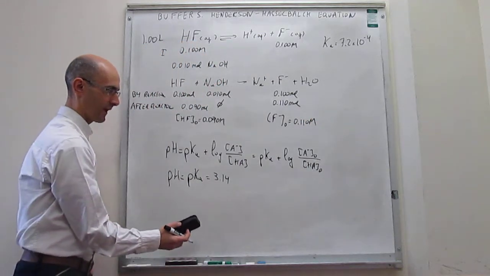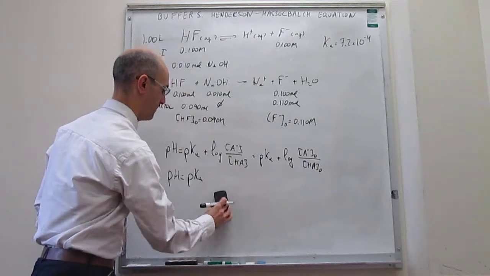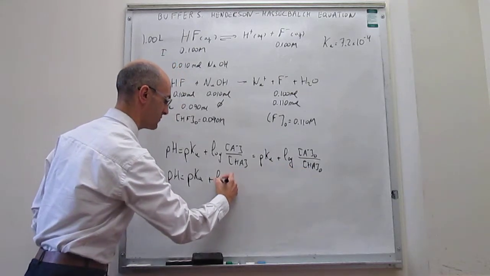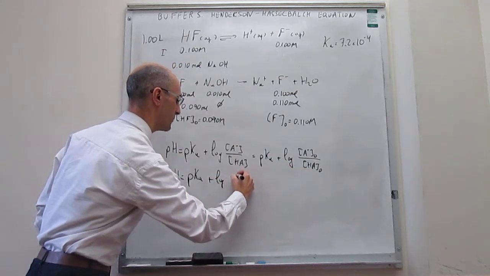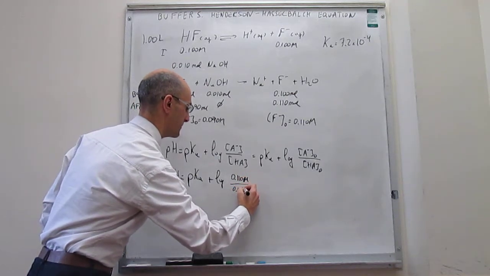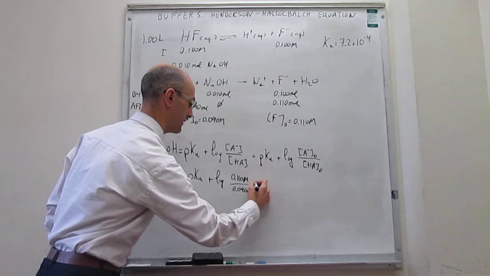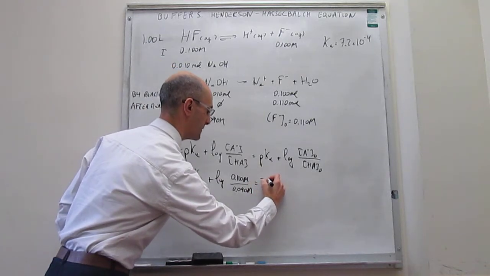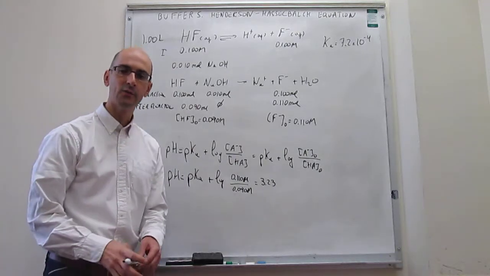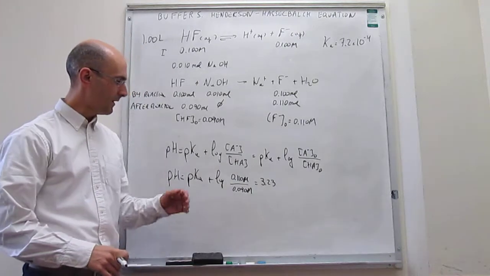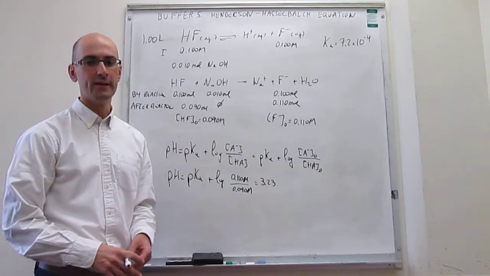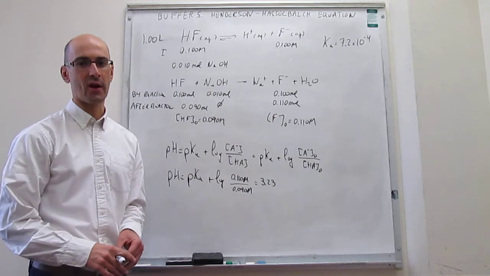Okay, so there's that. We can then come here and calculate what the pH is going to be. Now this term is not going to be 0, instead it's going to be log of 0.110 molar over 0.090 molar. Okay, and that gives you a pH of 3.23. So yes, the pH has increased, but only a little bit. Again, this illustrates quite nicely how useful and straightforward the use of the Henderson-Hasselbalch equation is.